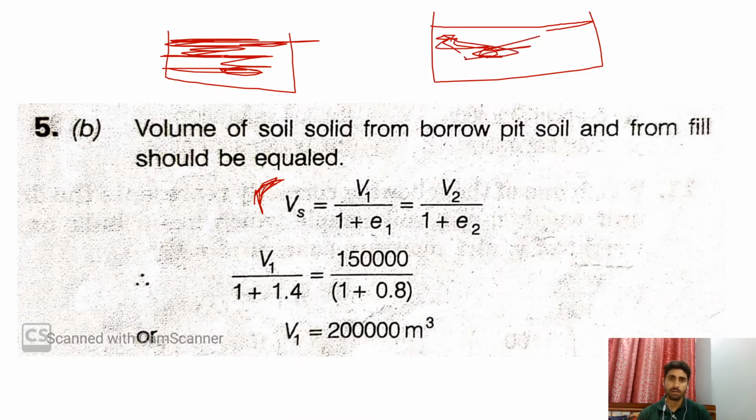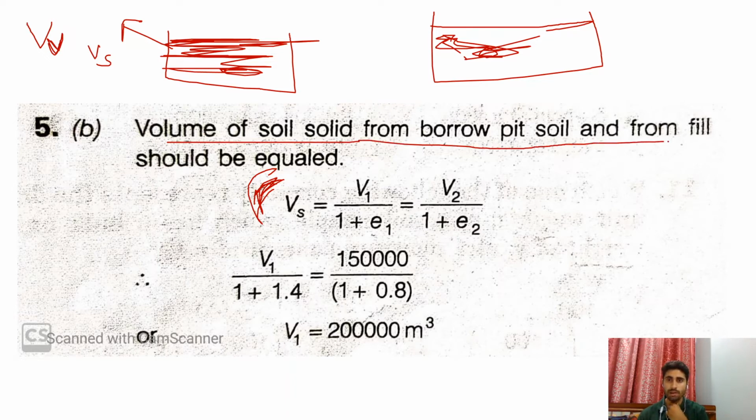Volume of soil solid. Why? Because when we are compacting, we are only extracting the air void, so we are only decreasing the volume of voids. Volume of voids decreases, and volume of soil solid remains constant. So the volume of soil solid from the borrow pit soil and from the fill should be equated. Volume of soil solid is total volume upon 1 plus E. So this is for the borrow pit and this one is for the fill material. We are equating both of these.